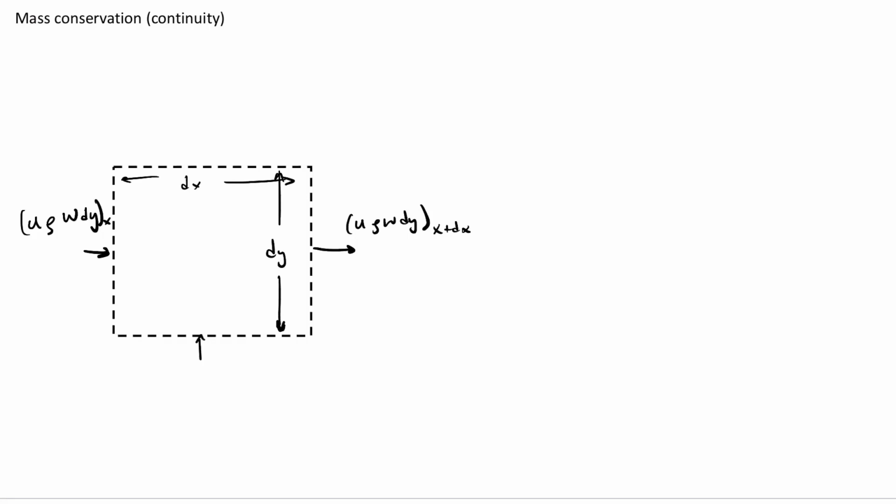We have, in the y direction, potentially fluid flowing in. So what's the mass flow across this? It's going to be our velocity v times rho times w dx, which is the area, evaluated at position y. And then coming out of the top, we have v rho w dx at y plus dy. Okay, so we have mass in and out on both of the dimensions, and then what else? Where else could we have mass going in this problem?